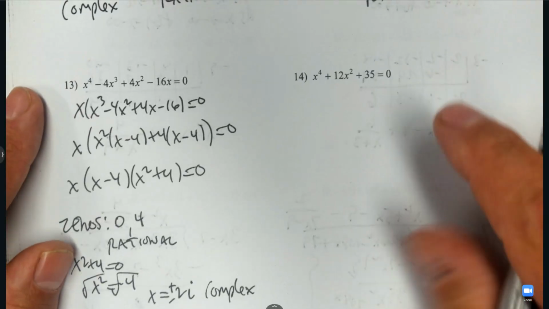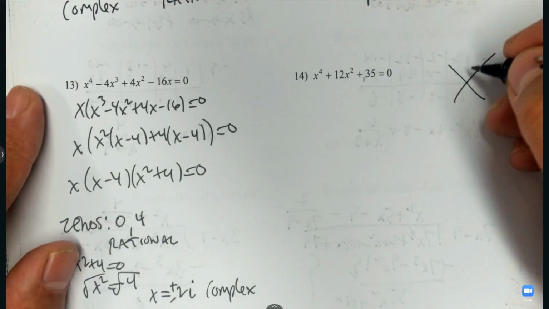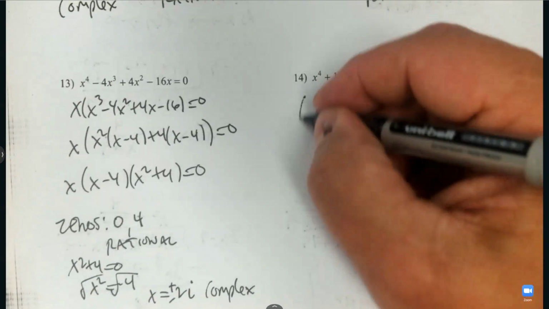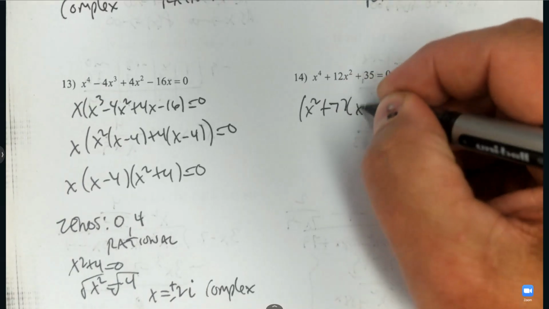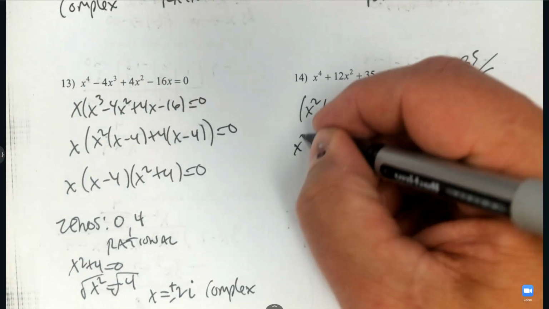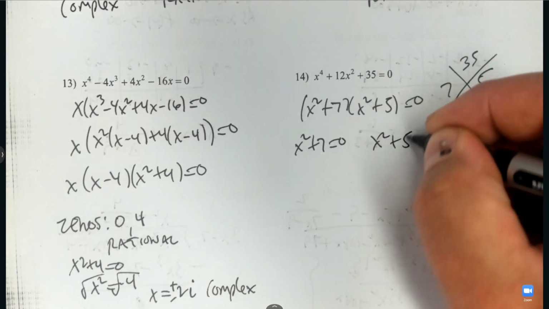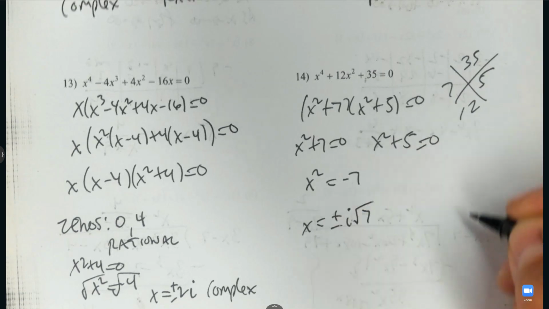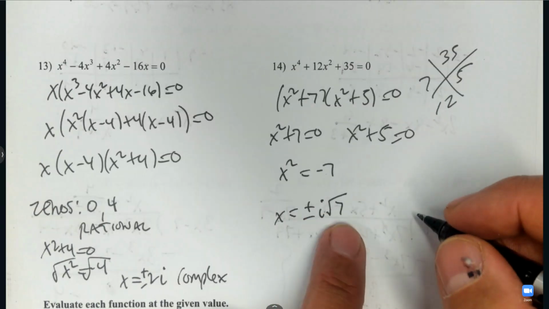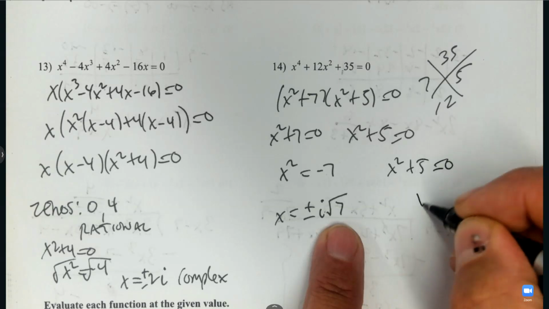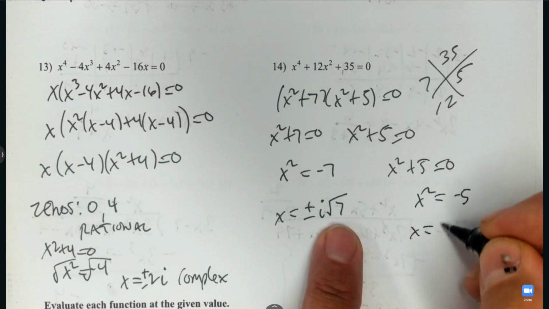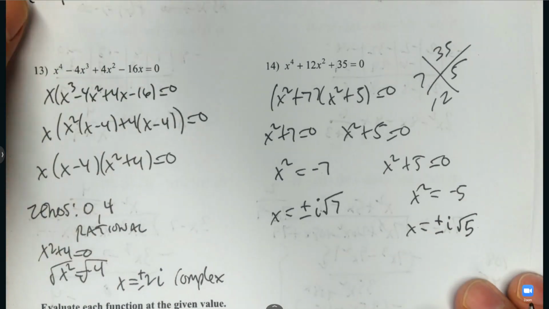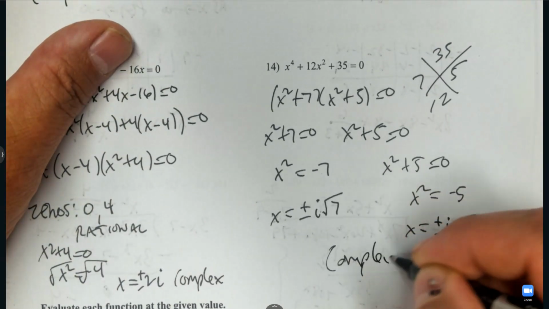All right, last one. No common factor. It's a diamond. So two numbers that multiply to 35 and add to 12. Again, we're going to use x squared. So x squared plus 7, x squared plus 5. Both of them equal to 0 and solve both of them. So I'm going to subtract 7, and then when I square root, the answer is positive and negative. The square root of a negative number is imaginary, and you have root 7. Same thing here. We're going to subtract 5. And then when I square root, the answer is positive and negative. It's i, because you're square rooting a negative number, and then root 5 is irrational. All of them are complex.